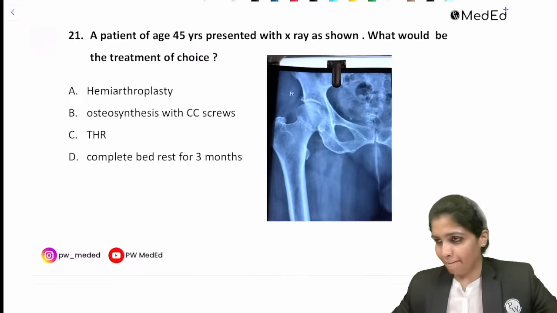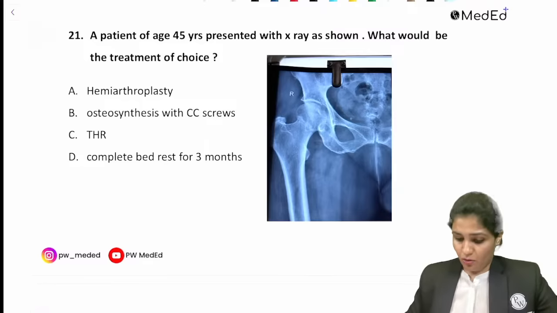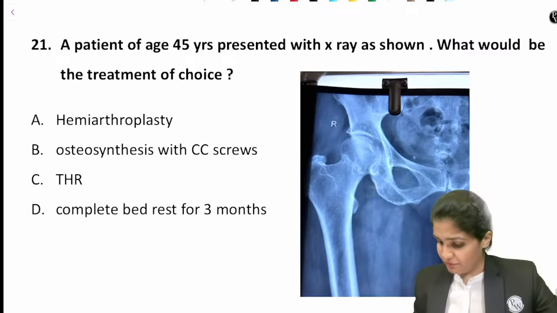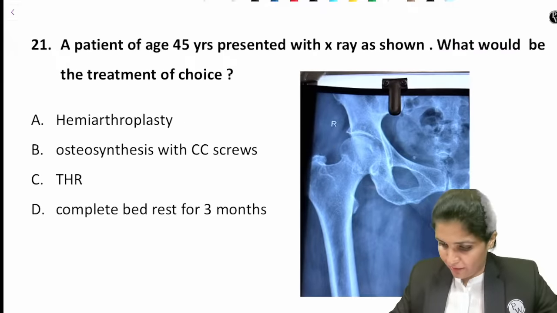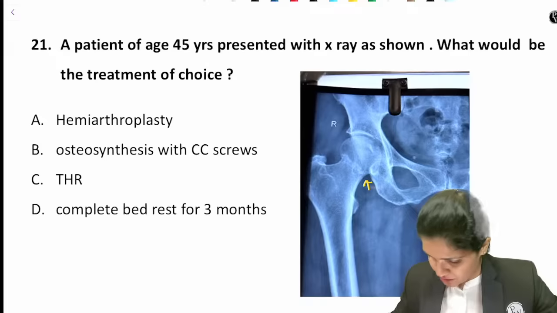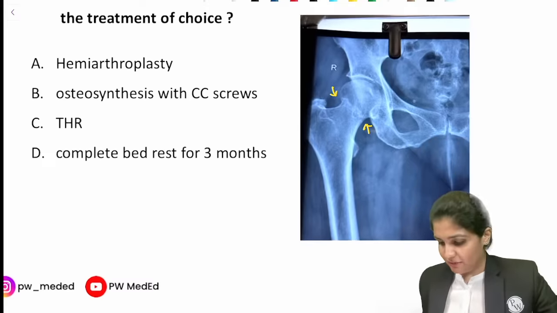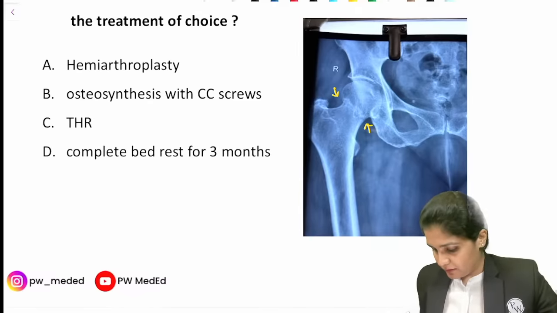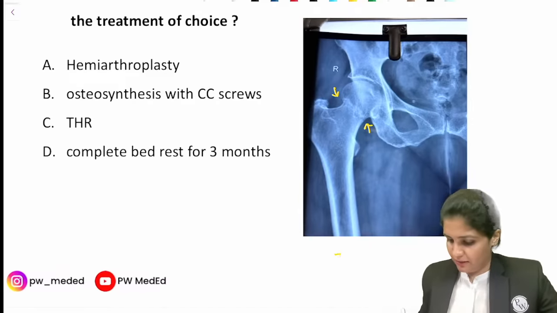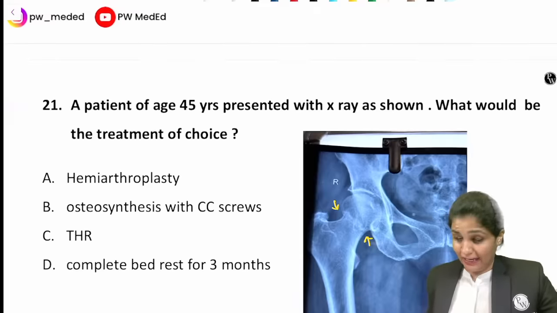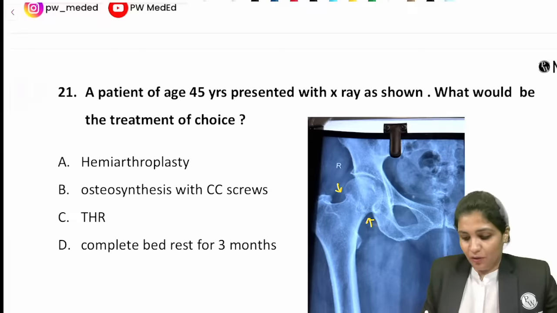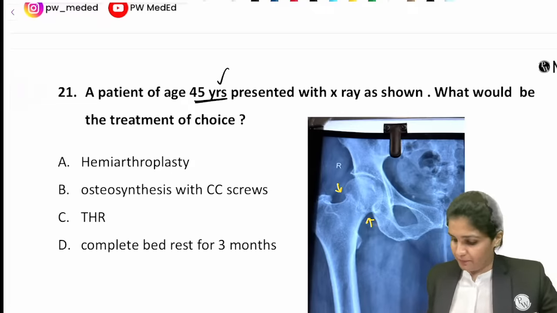So this question: a patient of age 45 years presented with an x-ray as shown, what would be the treatment of choice? Here the question is about fracture neck of femur. If you can evaluate, this is the fracture neck. It is a very subtle fracture, almost like a valgus impacted fracture, right? A faint fracture line is seen here. And for such a fracture, if the patient's age, 45 years, is a good age, in favor of what?